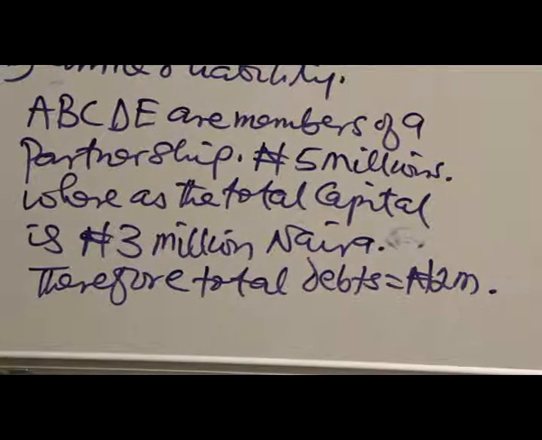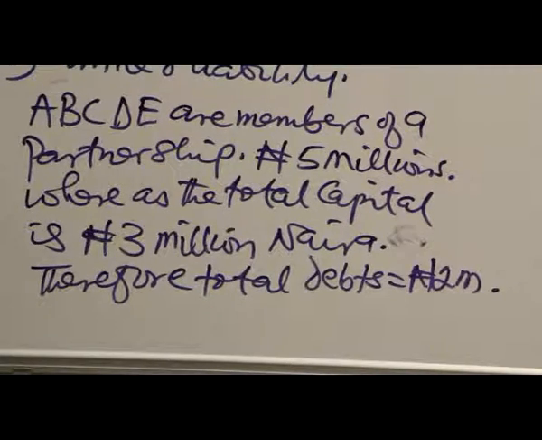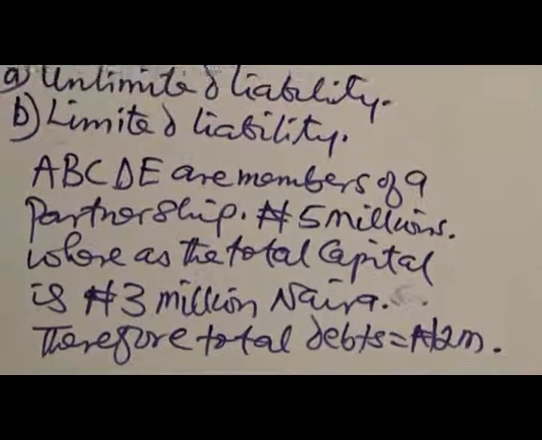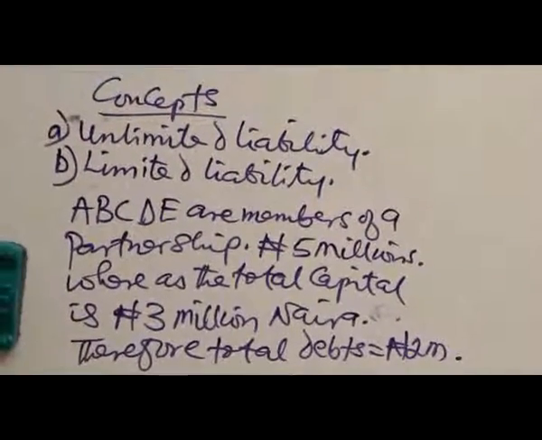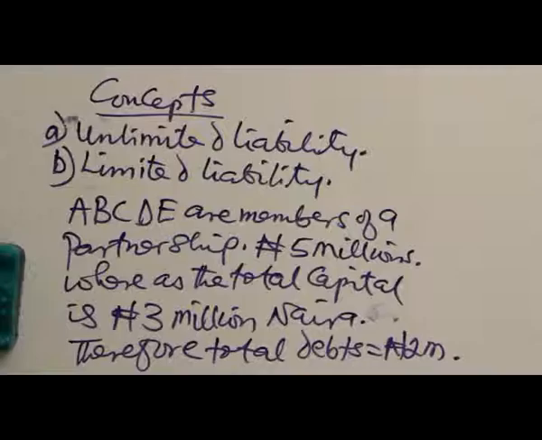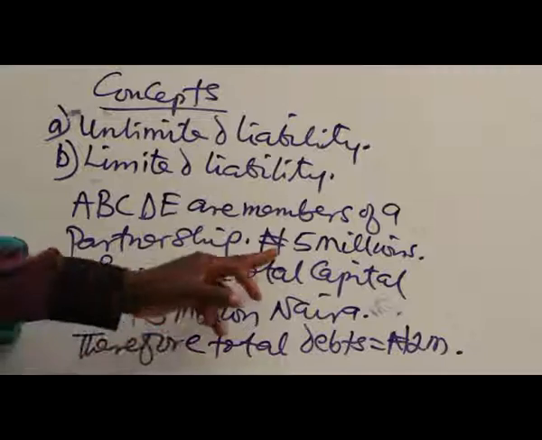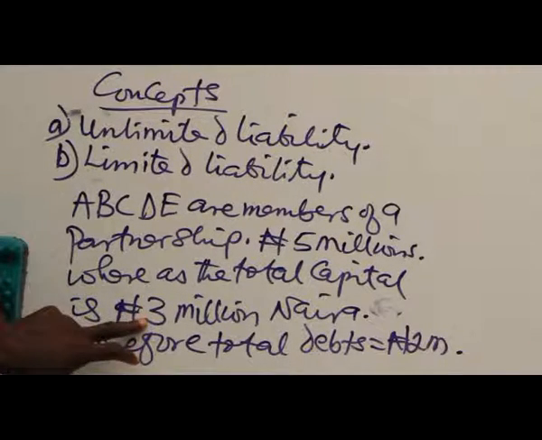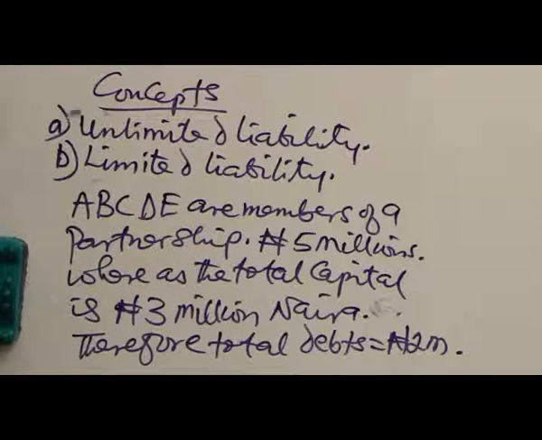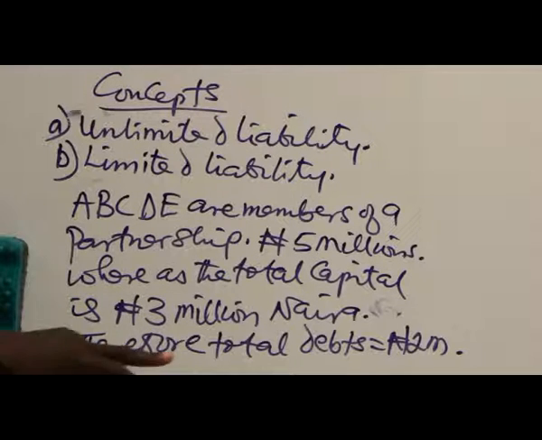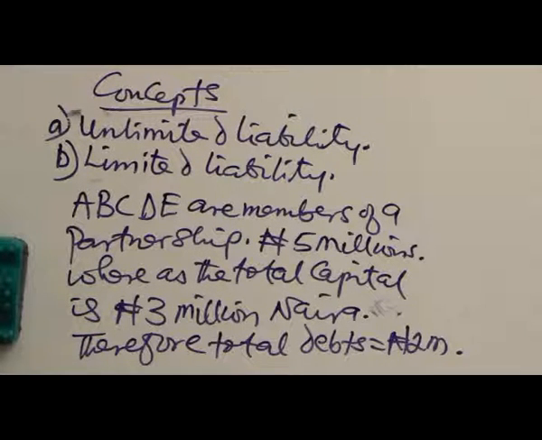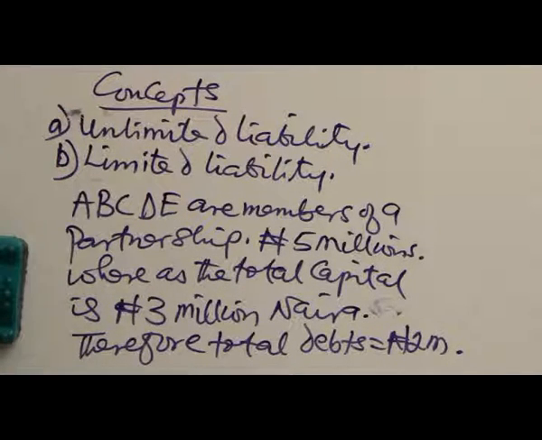Well, from this example, in the case of unlimited liability, that 2 million naira debt the company is owing, because we have to subtract this 3 million from this 5 million. This 3 million is the capital. A, B, C, D, E will fulfill that 3 million. But now, in the case of unlimited liability, the extra 2 million debt will be paid for by the shareholders. But in the case of limited liability, they will not be called to pay this extra 2 million.